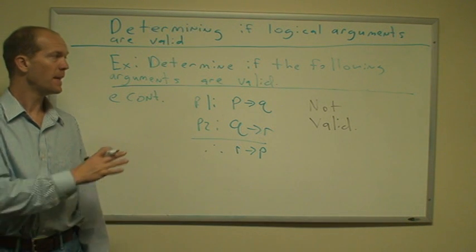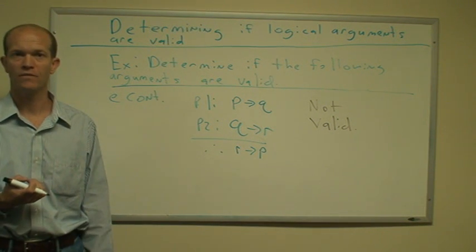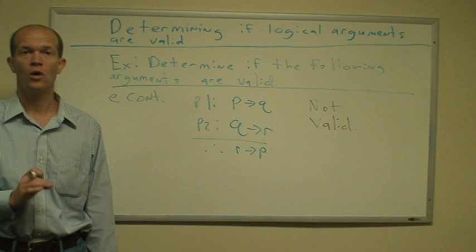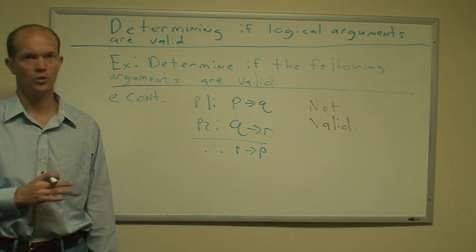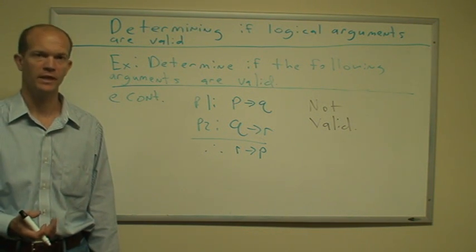To reiterate, many of the common arguments we'll see are on the standard form of argument table. Not all are, however. So sometimes truth tables are the only method we have for determining the validity of an argument.